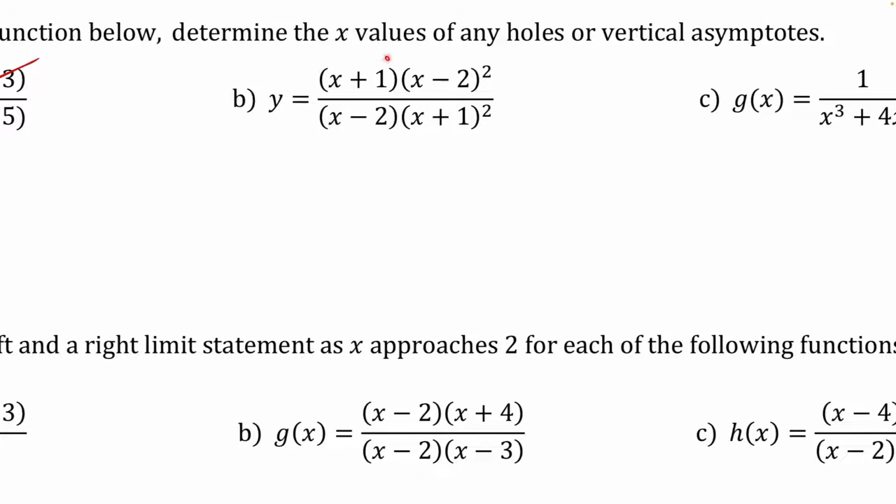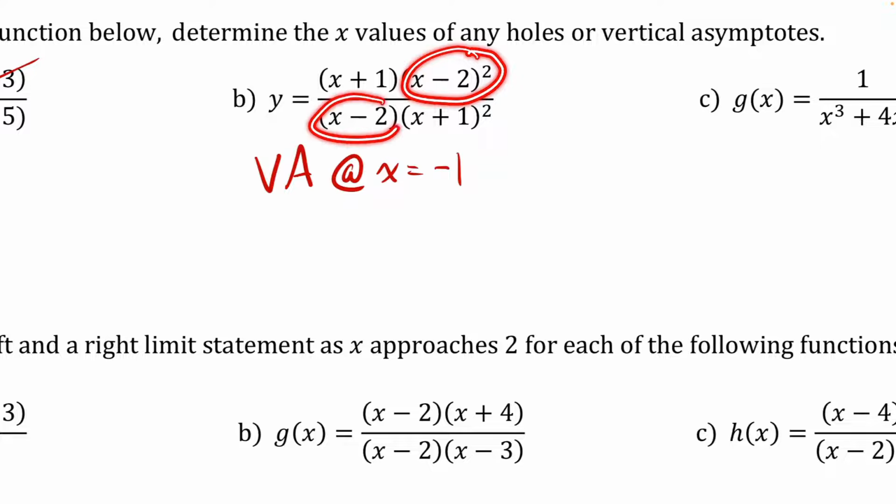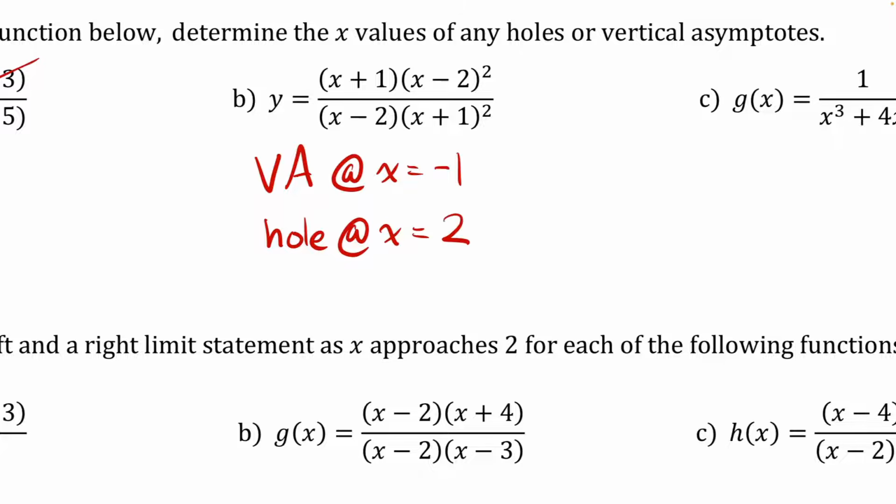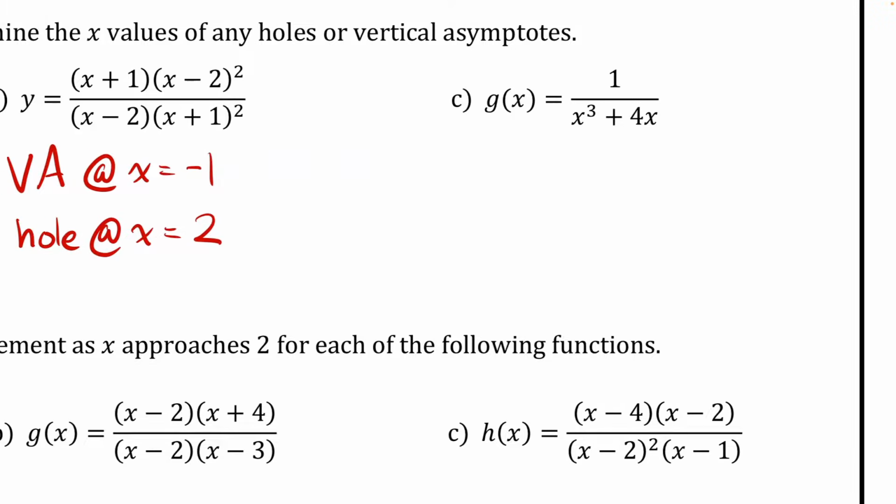Let's look at the x plus 1s first. Who wins? Whenever the bottom wins, it's a vertical asymptote. So we're going to have a VA at x is equal to what? -1. Okay, next we have this x minus 2 squared over x minus 2. What happens here? Top wins, therefore hole. Okay, so we're going to have a hole at x is equal to +2.